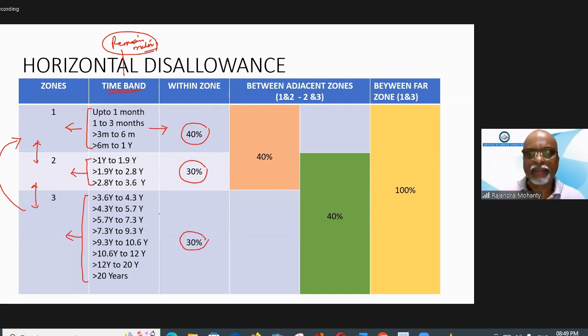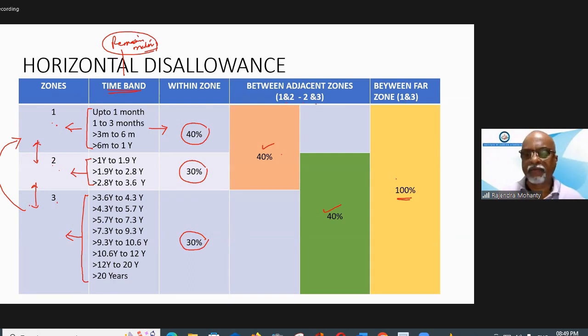Now there is a possibility that it can happen between adjacent zones. In adjacent zones, as I told you, that can happen in 1 and 2. If it is happening between 1 and 2, then 40% is the horizontal disallowance. If it is happening between 2 and 3, 40% is the horizontal disallowance. And if it is happening between 3 and 1, then it is 100%. So 1 and 2, 2 and 3 are 40%. Between the far zones, that is 1 and 3, it is 100%.